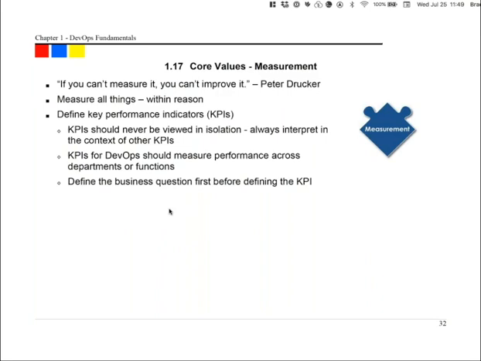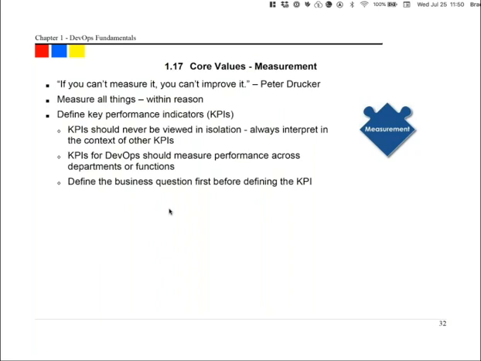So I'm going to return to core values here. The third core value in this model, this CAMS model, is measurement. If you can't measure it, you can't improve it. This is Peter Drucker, who anybody who's gone through business school will have heard of. He did a lot of the work around quality processes, continuous quality improvement.